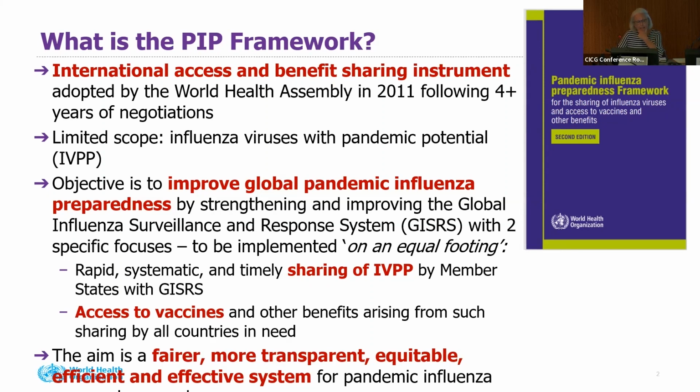But the objective of PIP is to improve global pandemic influenza preparedness by strengthening and improving GISRS with 2 specific focuses that are to be implemented on an equal footing. The first focus is rapid, systematic, and timely sharing of IVPPs by member states with GISRS. And the second is access to vaccines and other benefits arising from that sharing by all countries in need, and in fact, by all countries. And the aim really is a fair, more transparent, equitable, efficient, and effective system for pandemic influenza.